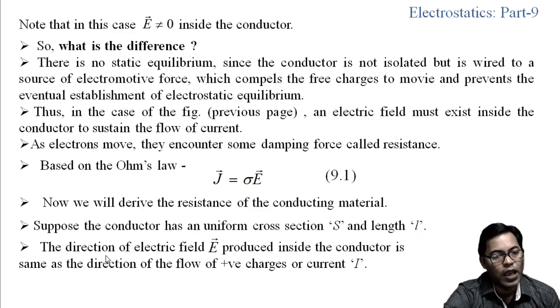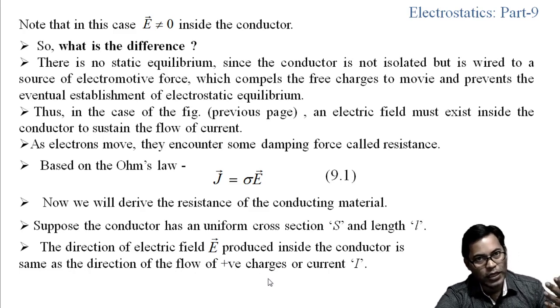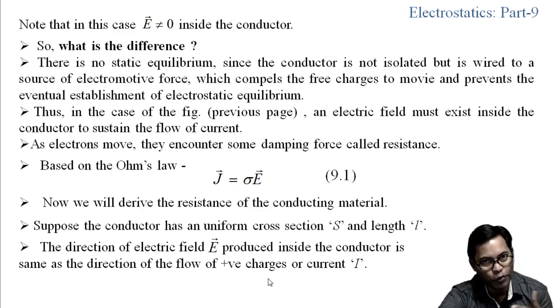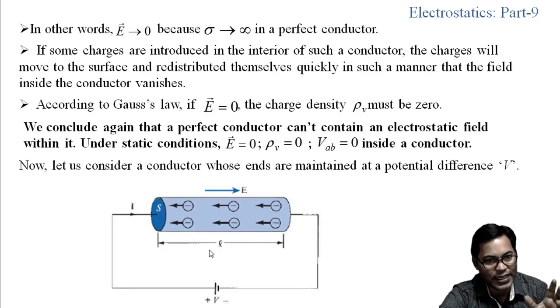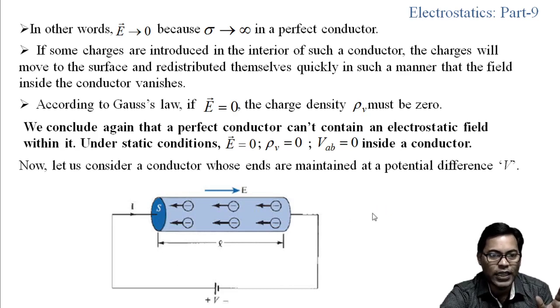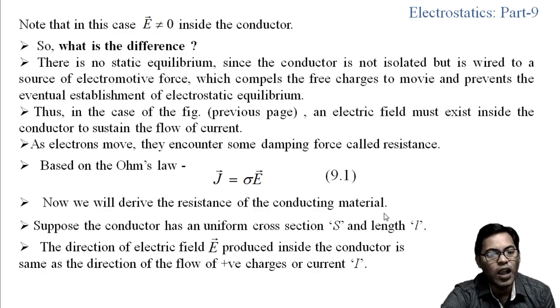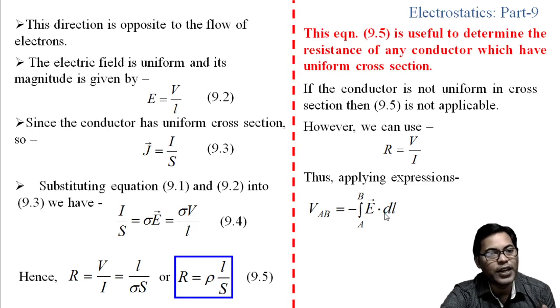L. The direction of the electric field E produced inside the conductor is the same as the direction of the flow of positive charges, because no equilibrium is present for this case. So positive charge will move in the right hand direction. The electric field also will be in the same direction, and the current also will be in the same direction. So this direction is opposite to the flow of electrons, that we know.